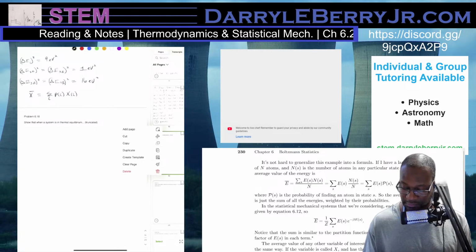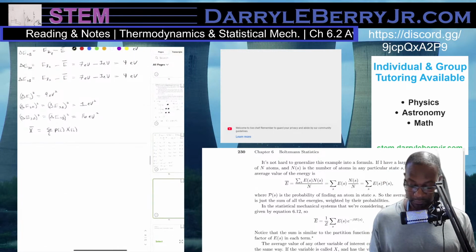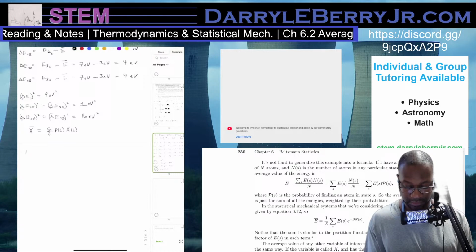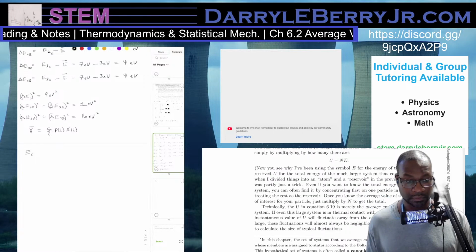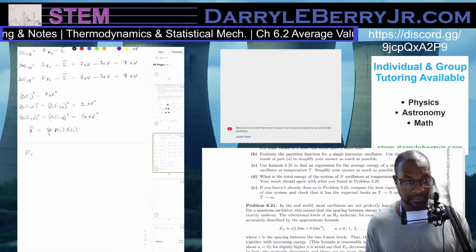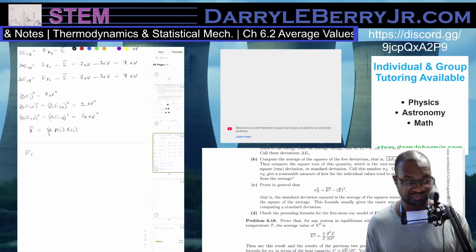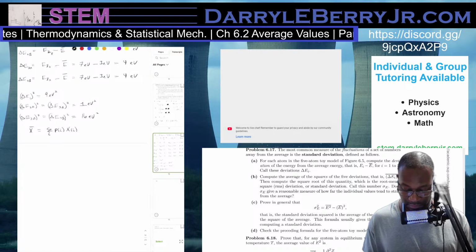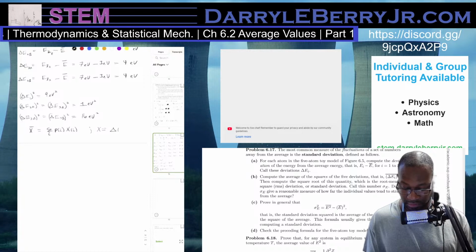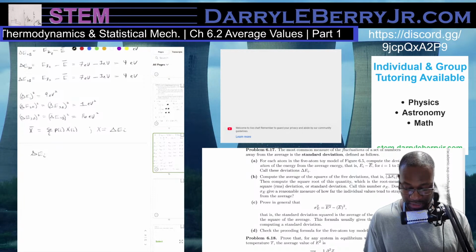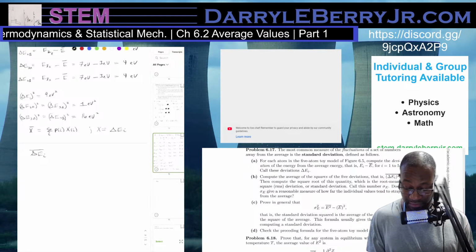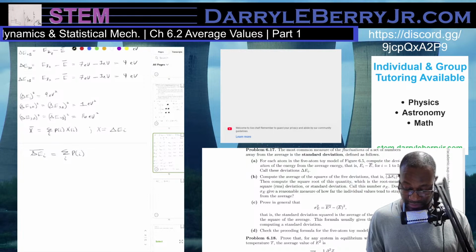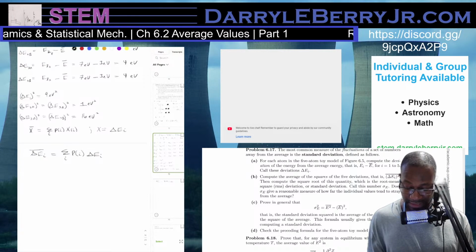All right, so let me add another page here. So the average of, I should write E_i, I'll write it the same way they have it in the problem. So x equals change in E_i. So the average value of change in E_i is the sum over i of probability i times the value of change in E_i.